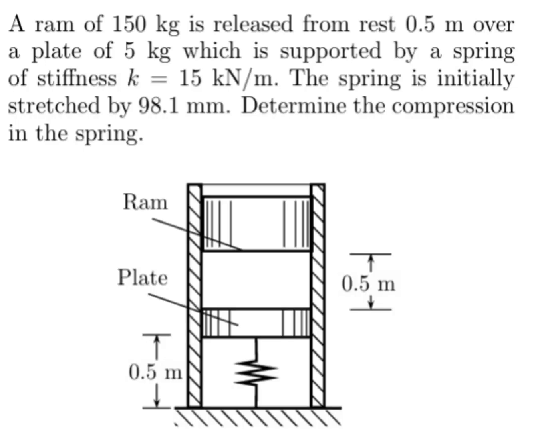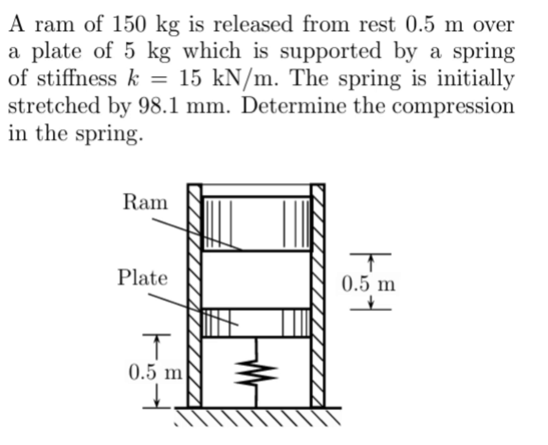So let's look at this question. A ram of 150 kg is released from a height of 0.5 meter over a plate of 5 kg, which is supported by a spring of stiffness k equal to 15 kN per meter. The spring is initially stretched by 98.1 mm. We have to determine the compression of the spring.